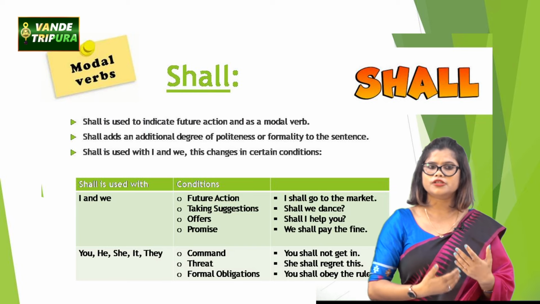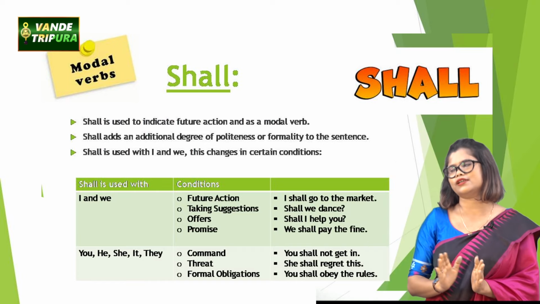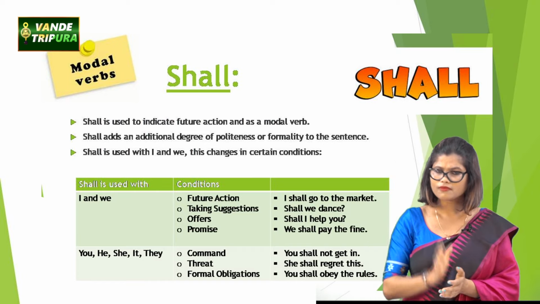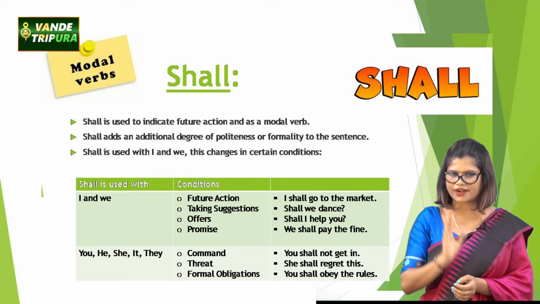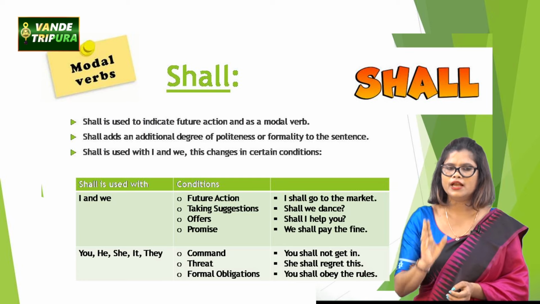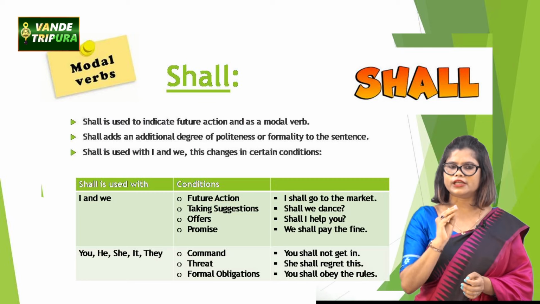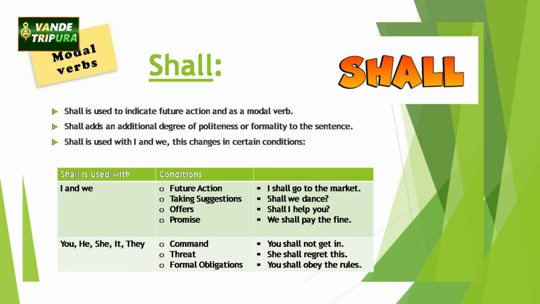It sounds good when we use the word shall. Shall is used with I and we. This changes in certain conditions. Basically, what we generally see is that shall goes with I and we, okay. First person singular I and first person plural we, with these two we see shall used in general. Now in certain cases this changes too. If you look into the table, you can see that shall is used with I and we. There are 4 conditions mentioned: future action, taking suggestions, offers and promise.